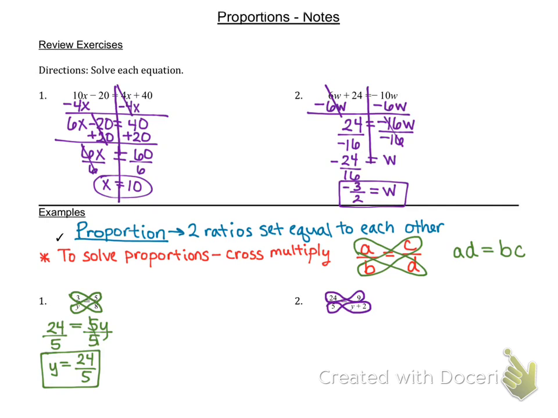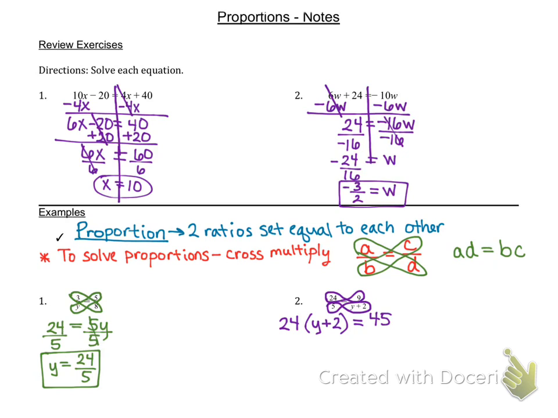When I multiply 24 times y plus 2, I need to be very careful that I'm putting parentheses around the y plus 2. We want to make sure that we're multiplying 24 by that whole term, both the y and the 2. So make sure you always put parentheses around any term that has a plus or a minus sign on it. So I did 24 times y plus 2, and I'm going to set that equal to 9 times 5, which is 45.